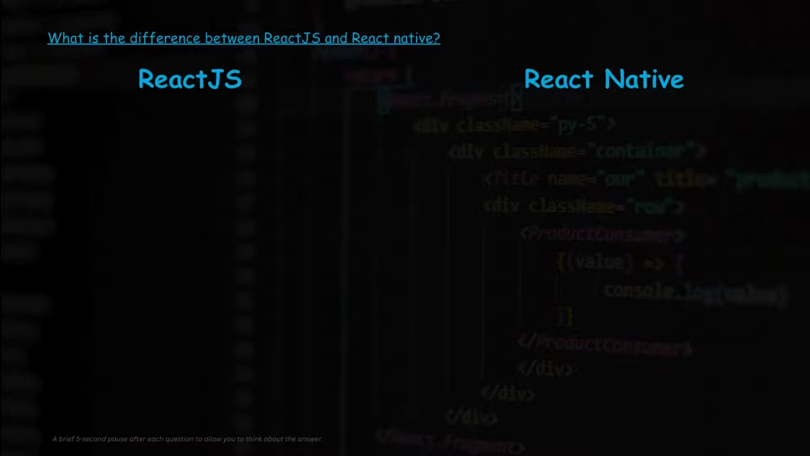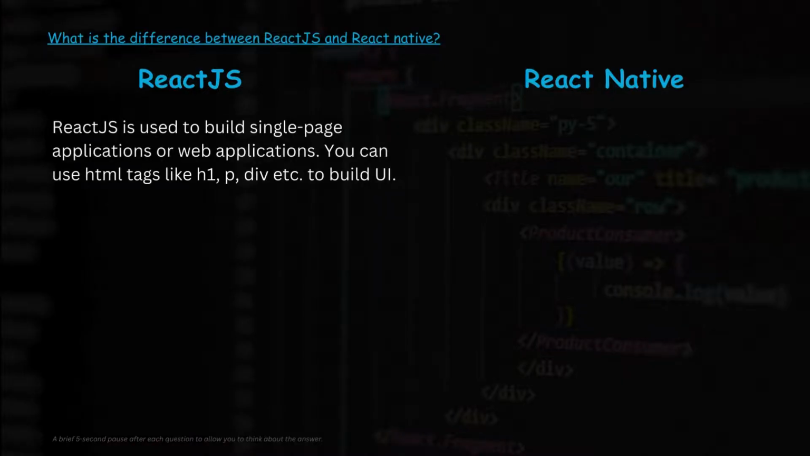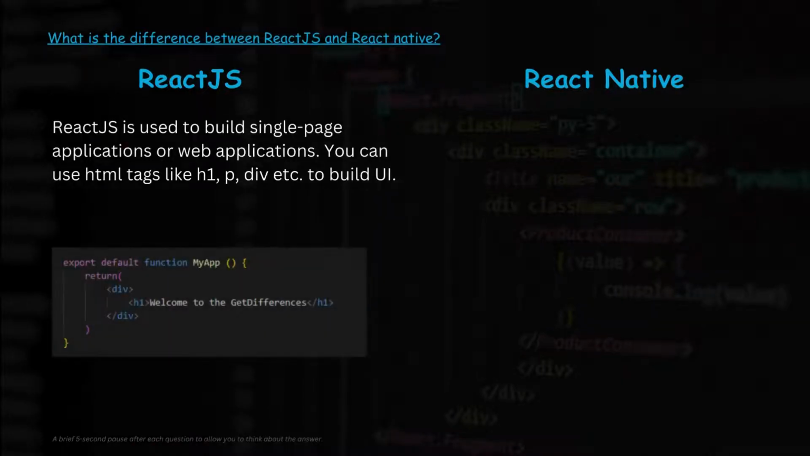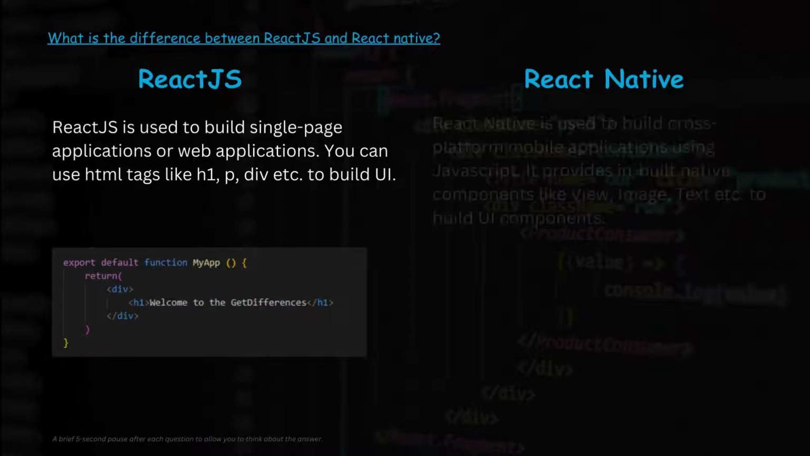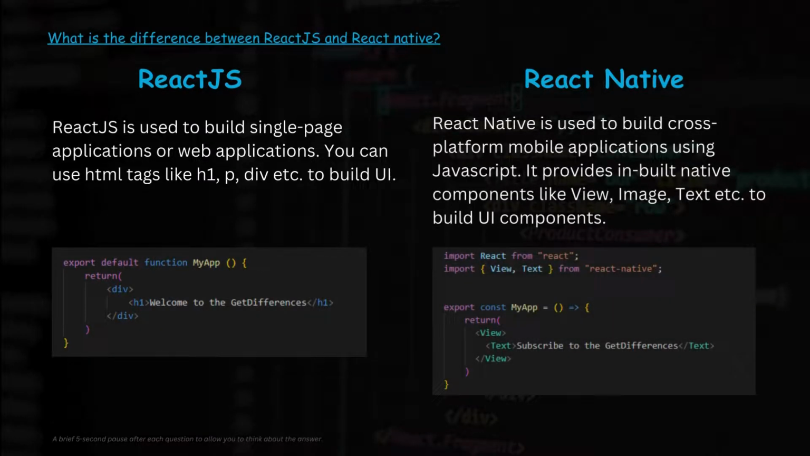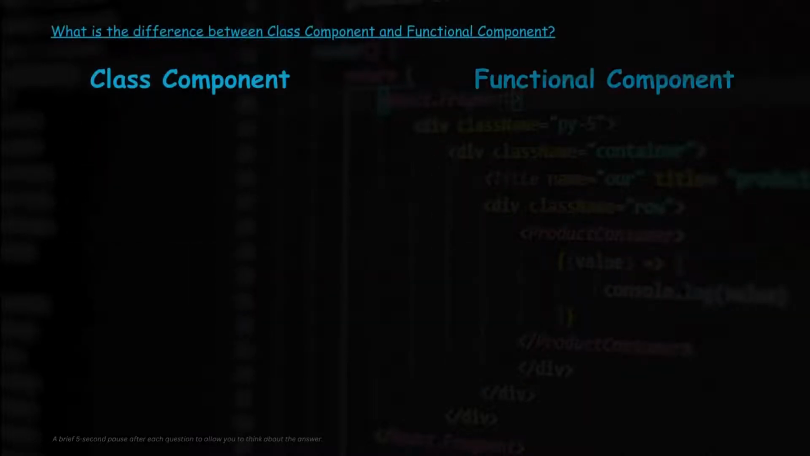Question 2. What is the difference between ReactJS and React Native? A 5-second pause starts now. ReactJS is used to build single-page applications or web applications. You can use HTML tags like h1, p, div, etc. to build UI. While React Native is used to build cross-platform mobile applications using JavaScript, it provides inbuilt native components like view, image, text, etc. to build UI components.